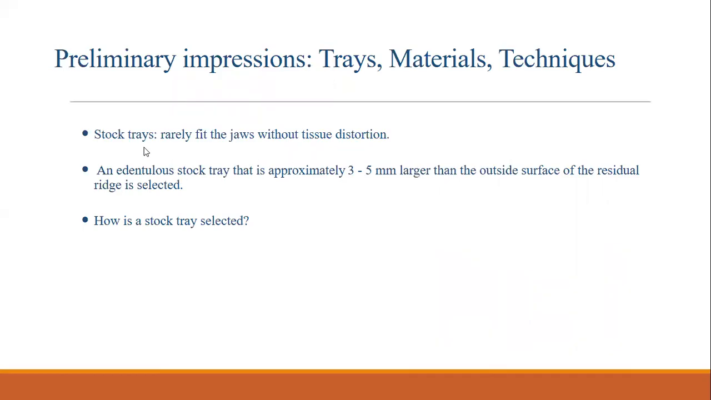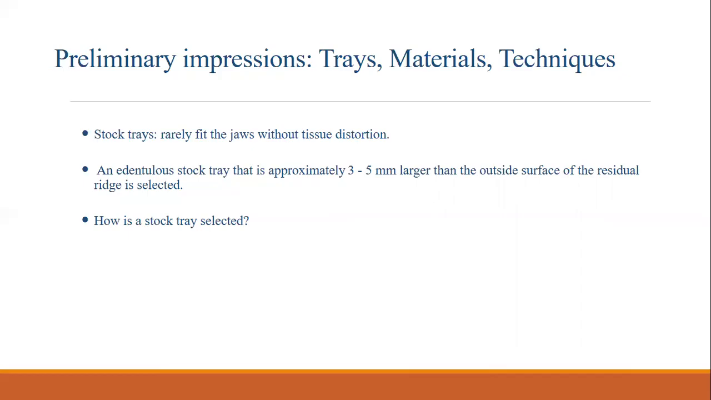Stock trays rarely fit the jaws without tissue distortion, so they are not customized for each patient. On average, they will work. They come in sizes 1, 2, 3, 4, 5. So you have to try it inside the patient's mouth to check if this tray will fit my patient or not.